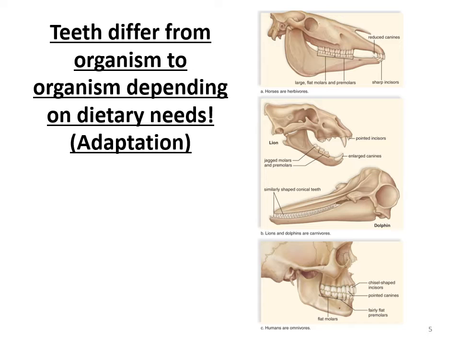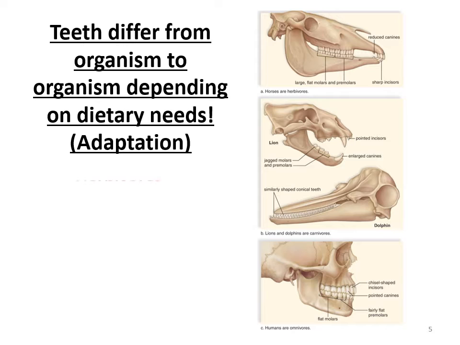Now, with those different feeders, what's very important is if you're going to be feeding on something, you usually need teeth in order to break it down. Now, different organisms have different types of teeth depending on their dietary needs, and we call that a form of adaptation because they have adapted their teeth to be best suited for whatever kind of food they survive on.